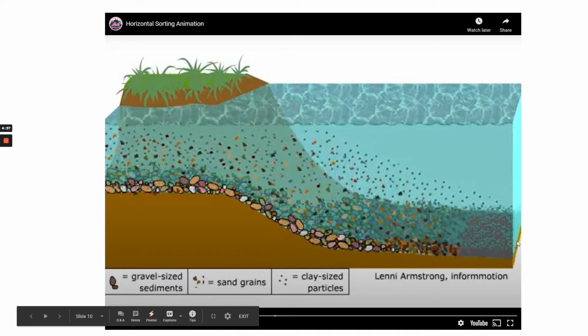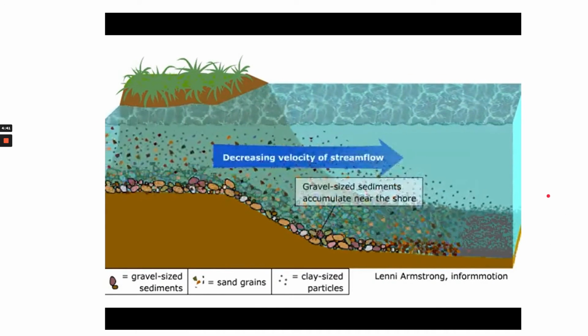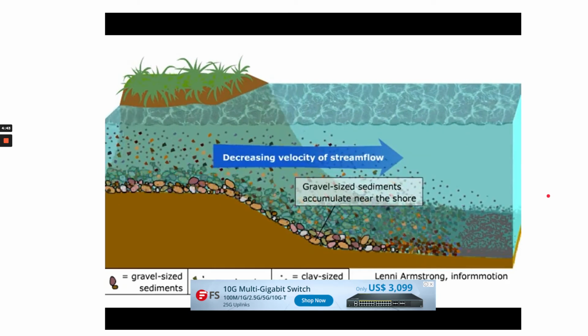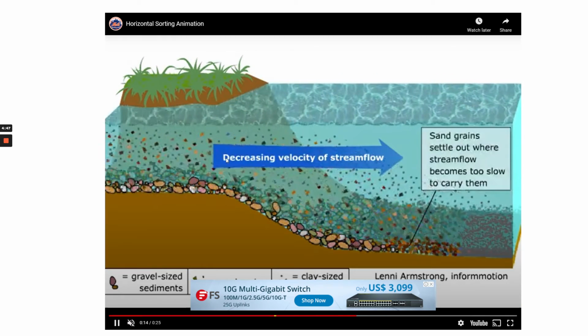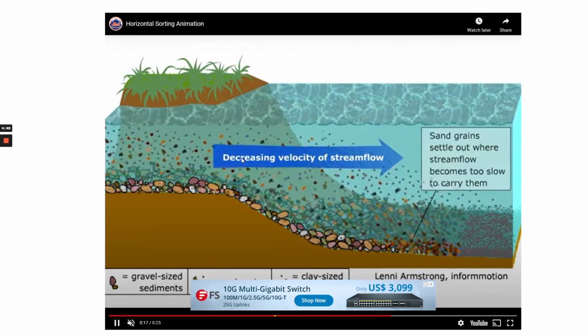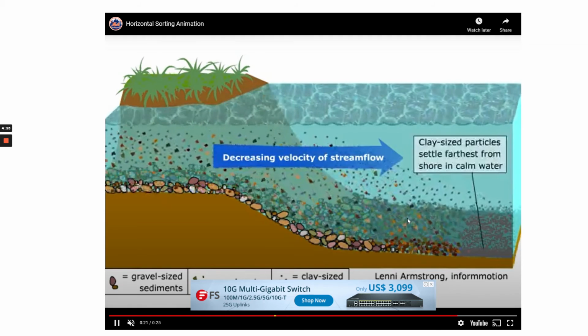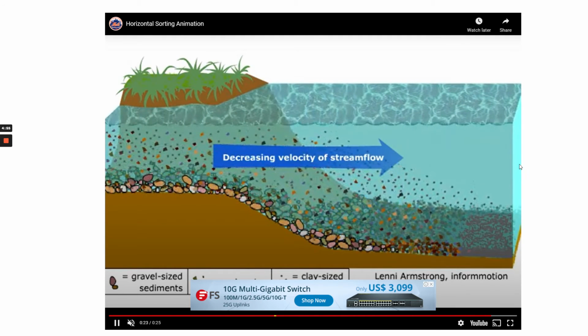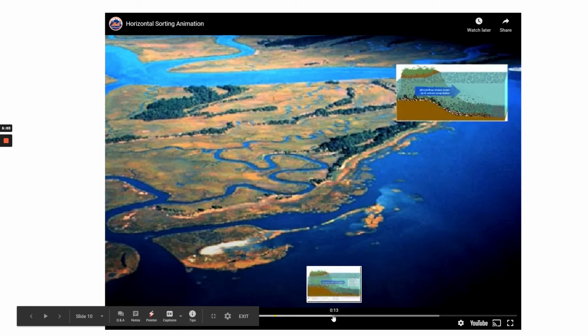So here is an animation that is looking at horizontal sorting. There is no sound here, but we can just watch what's happening. You have a stream flowing, with decreasing velocity, so the stream is slowing down. You can see these clay-sized particles starting to settle, and remember, clay is just named for the size, right?